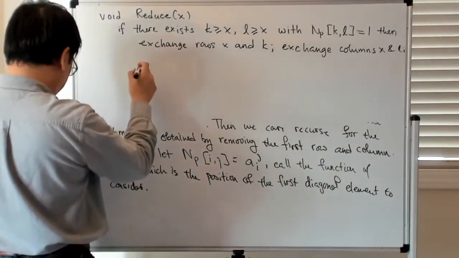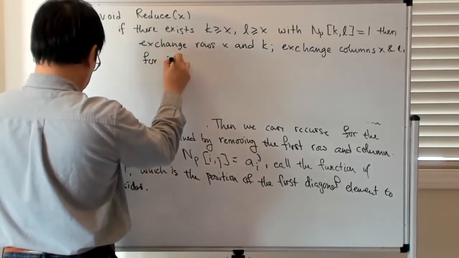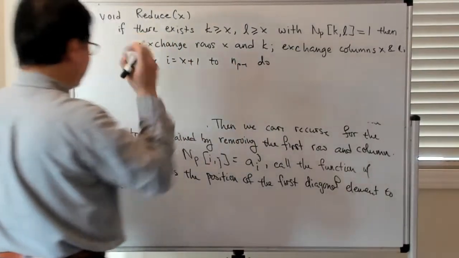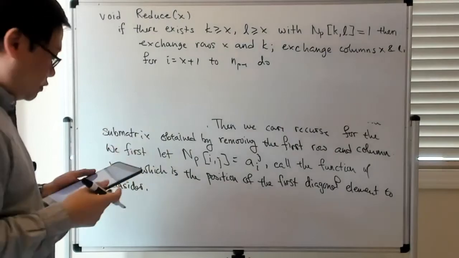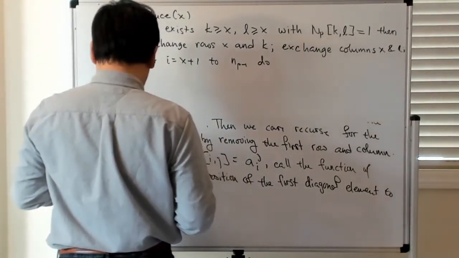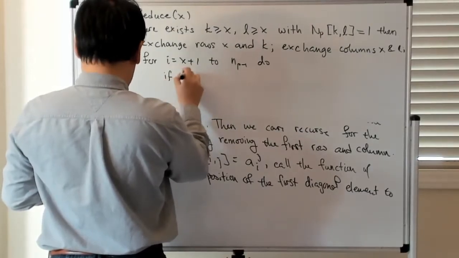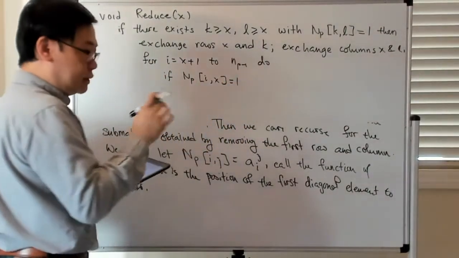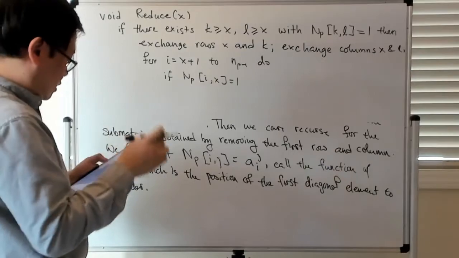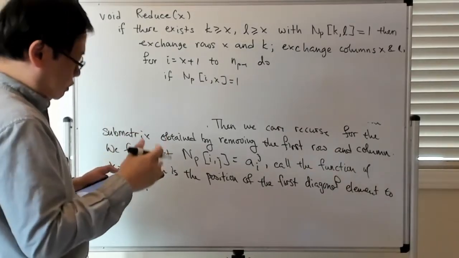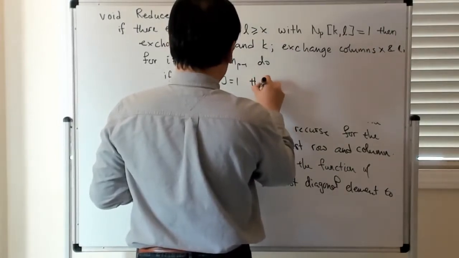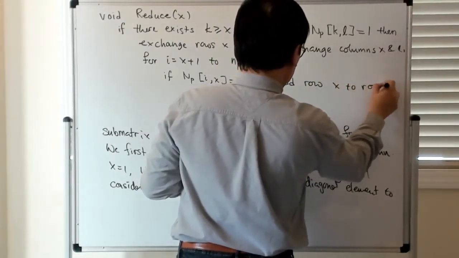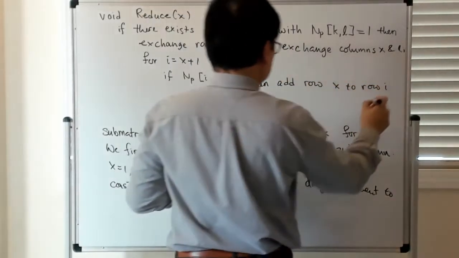Okay, so then what remains is the following. For i equals x plus 1 to n_p minus 1, you do the following. Now we have this Gaussian elimination-like step, where we want to zero out the entries. If the entry at (i, x) is equal to 1, so if there's a non-zero entry, then you want to zero that out. Then you add row x to row i. Then you end if.